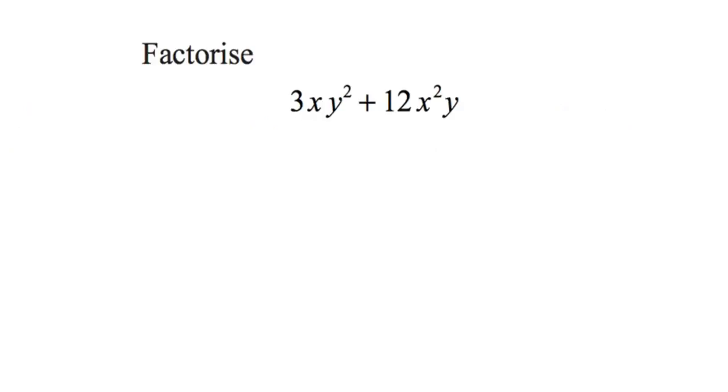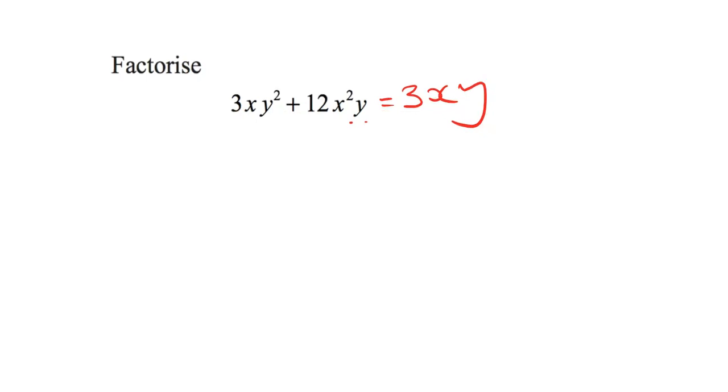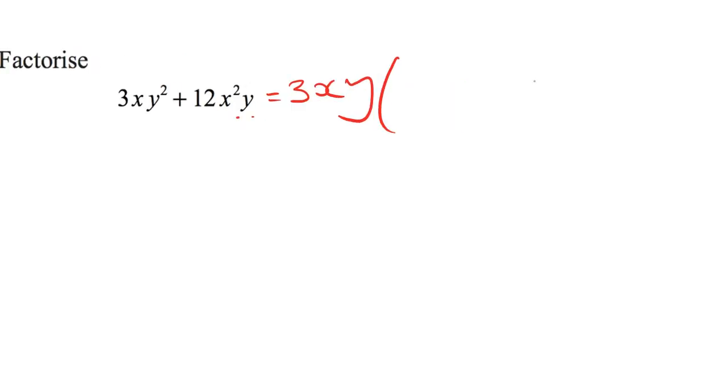Okay, let's have a look at another more complex example again. Here we've got a list of x's and y's all involved. So let's start with the numbers. 3 and 12, they both divide by 3. In the first term, we've got an x, and we've got an x squared in the second one. I can definitely pull out 1x from both of those. And in terms of the y's, I can definitely pull out 1y as well. So to find out what my highest common factor is, look at the components separately.